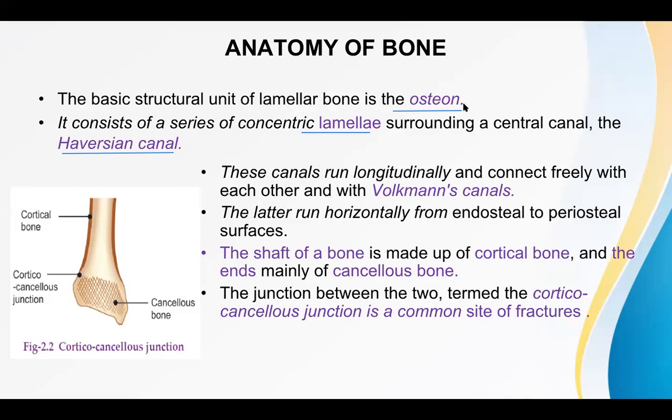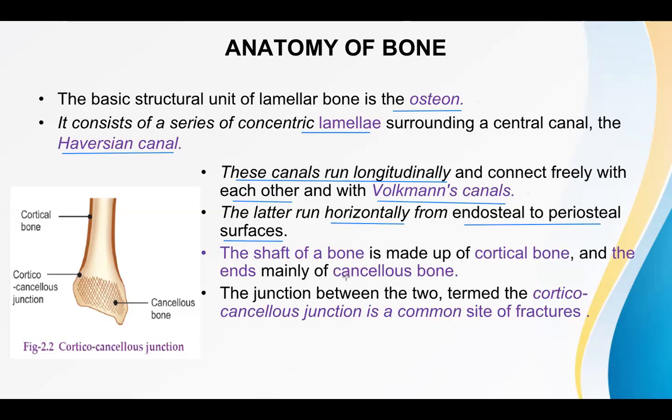The same type of comparison I can do inside the bone. Okay, so this is osteon, and there are multiple osteons inside a bone. Now, these Haversian canals run longitudinally and connect freely with each other with Volkmann's canal. Now, there are so many Haversian canals inside a bone because there are multiple osteons, and each of these connect freely with each other through Volkmann's canal. The latter, this Volkmann's canal, runs horizontally from the endo-osteal to the periosteal surface of the bone. So these are horizontal, and these Haversian canals are longitudinal. So this is an important point.